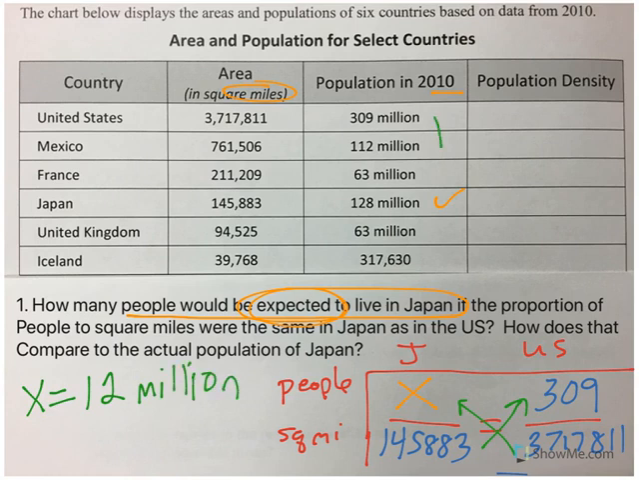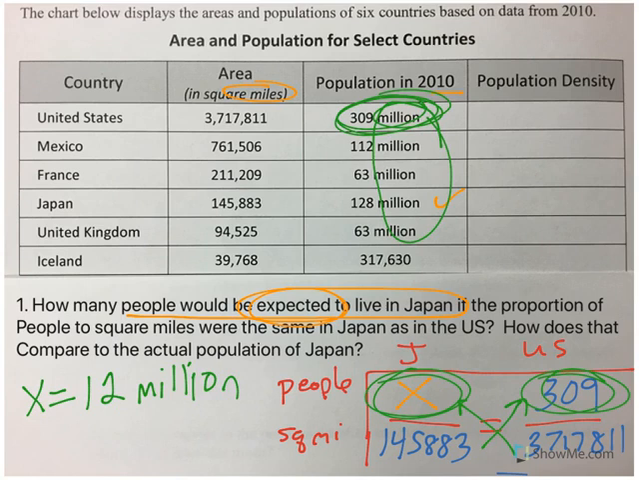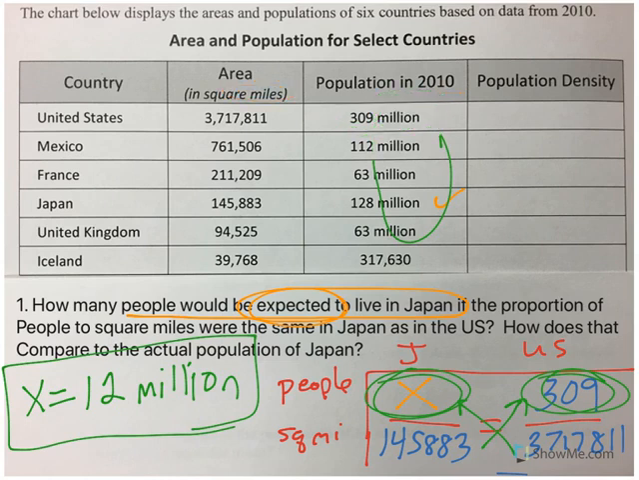I throw the word million on there because the U.S. had 309 million, so that means the Japanese people will also have million. And I rounded to the nearest million. So if Japan were exactly like the U.S. in terms of people per square mile, only 12 million people would live in Japan.